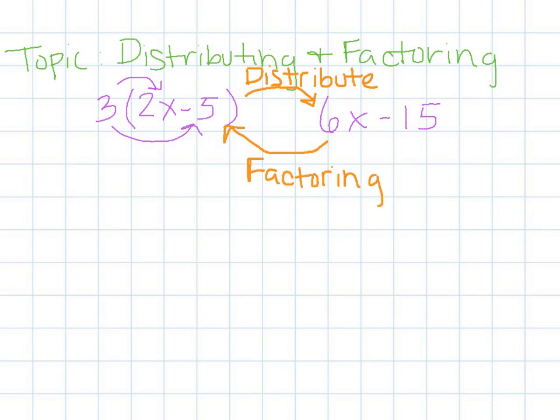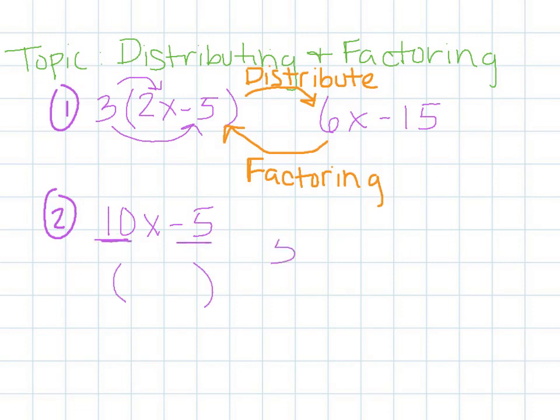So if we have an example of factoring, we'll put that in box 1 on your notes, and this will be in box 2. An example of factoring would say, if I have 10x minus 5, we're going to figure out what number we can take out of 10 and 5. Well, a common factor is 5. So if I take 5 out of my equation, 10 divided by 5 is 2x, minus 5 divided by 5 is 1.